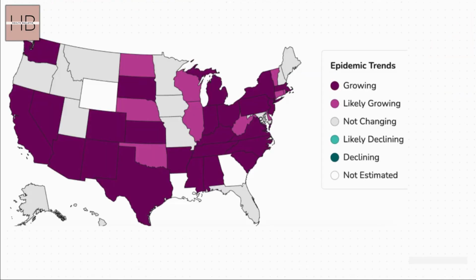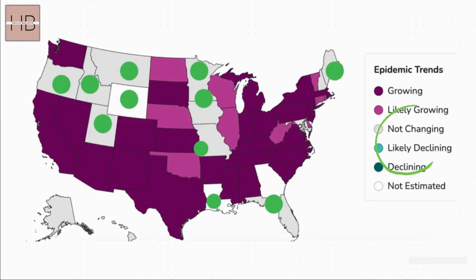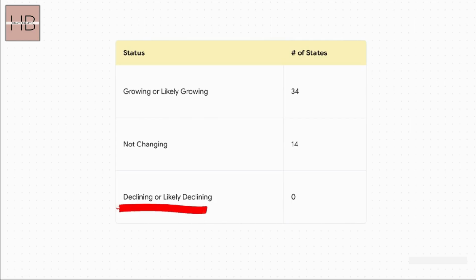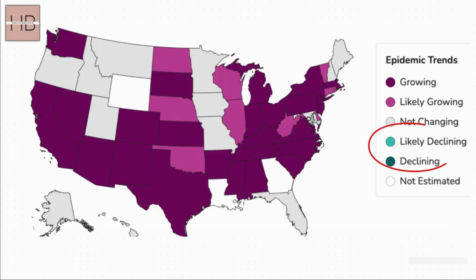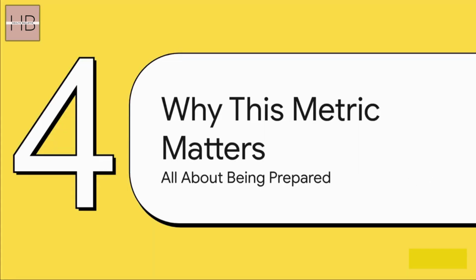Okay, so here's the full breakdown. You see the 34 states in that growing or likely growing category. Then you've got 14 states where things are kind of stable, not really changing much. But what's really striking here is that last line, 0. As of this data, there are 0 states where infections are estimated to be on the decline, not a single one.